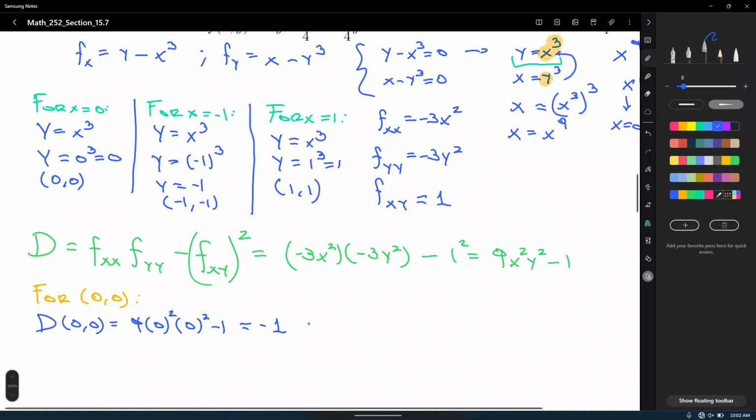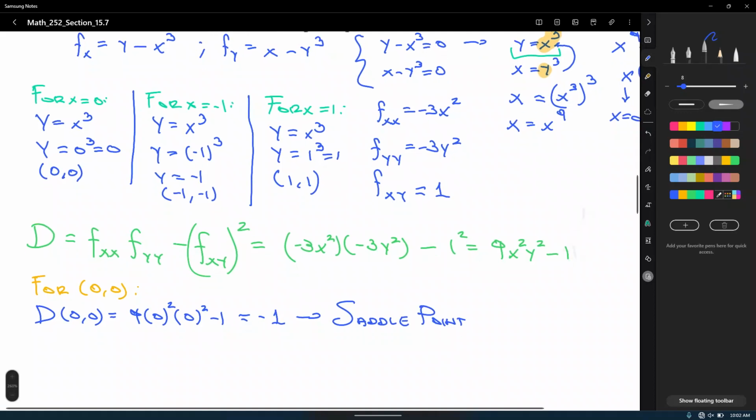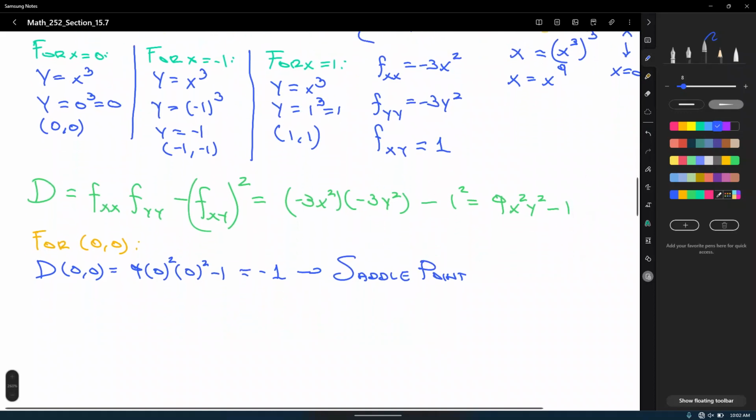Saddle point, right? Saddle point. Okay, we're going to get the z values shortly. I'm going to leave some room for those calculations. So make sure to leave some room, okay? This room is more than enough.